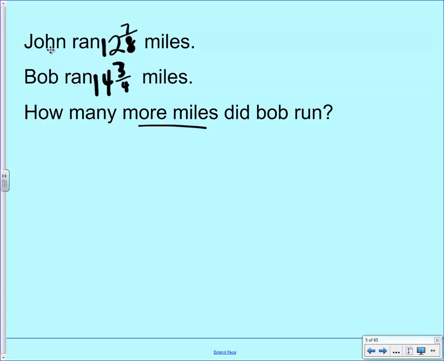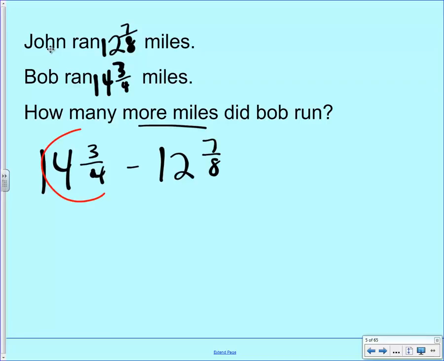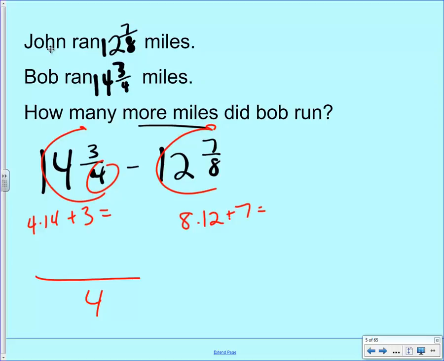So if I keep working this problem, I know that I'm going to subtract the two of them. We always have the bigger number minus the smaller number, and so I'm going to write it out like this: 14 and 3/4 minus 12 and 7/8. Okay, mixed numbers have to use that backwards C format to get them into improper fractions, and so I have 4 times 14 plus 3. On the other one, I have 8 times 12 plus 7. The denominator on this one is going to be a 4, just like it was, and on the other one, it's going to be an 8, just like it was, and I'm going to bring down my subtraction sign.